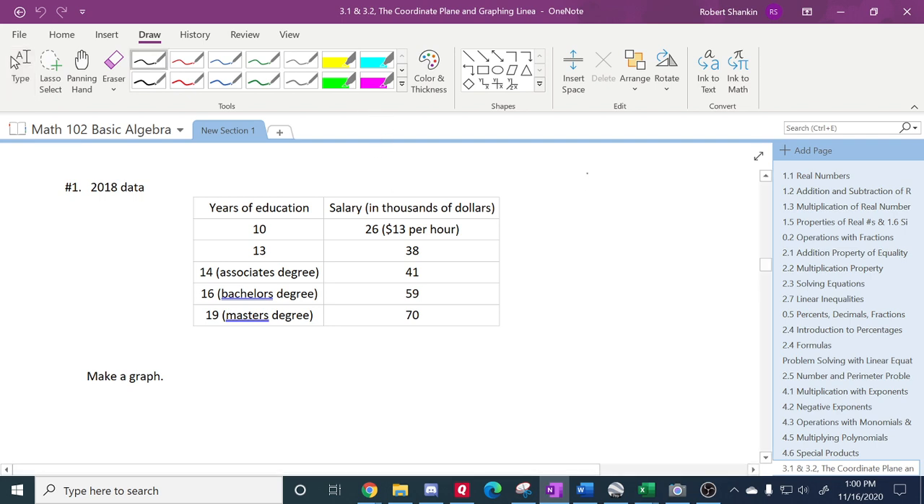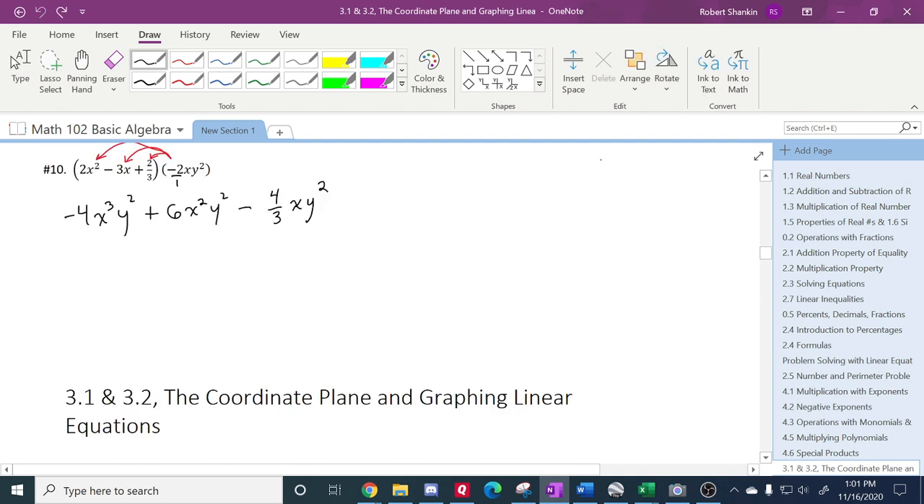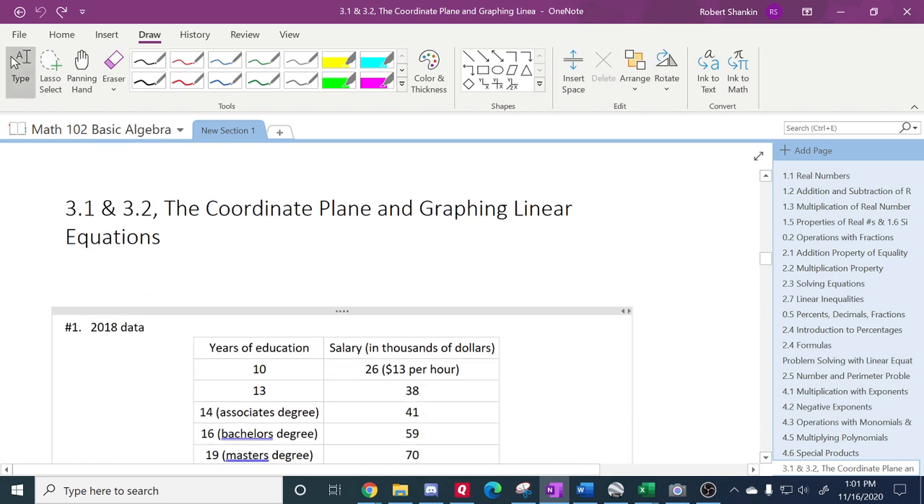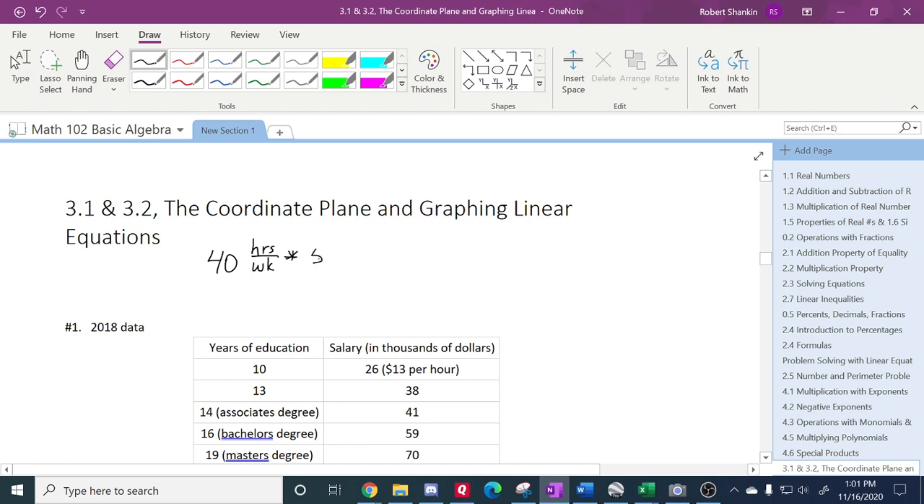The reason why it's 2,000 is because we tend to work 40 hours per week times. Now there's 52 weeks in a year, but suppose you take 2 weeks off. 50 weeks per year.